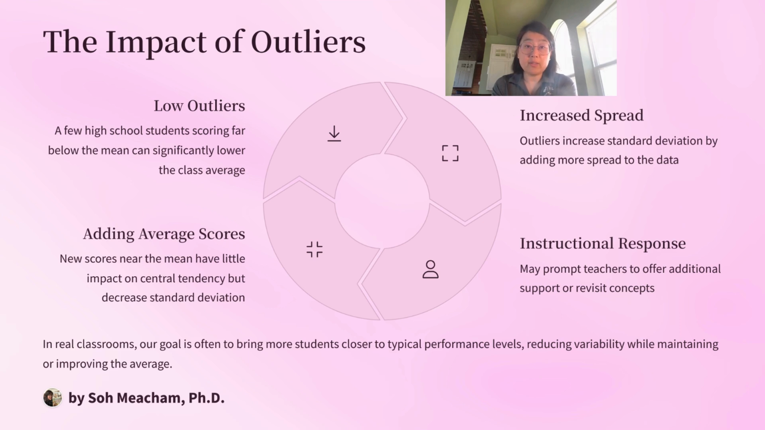On the other hand, what if several new scores are added that are right around the mean? That would have little impact on the mean or median, and it would slightly decrease the standard deviation because those scores are not increasing the overall variability. This is often what we aim for in instruction, bringing more students closer to the typical performance level.